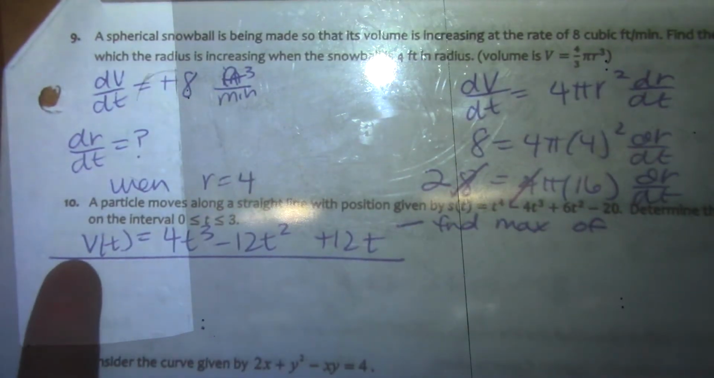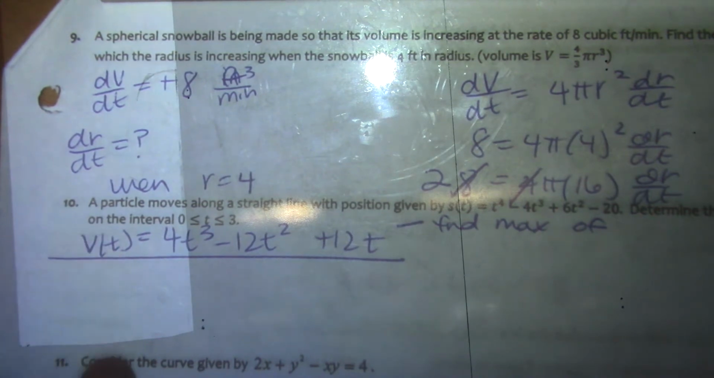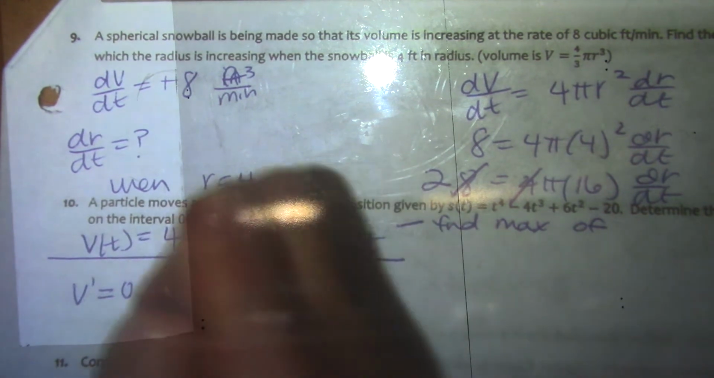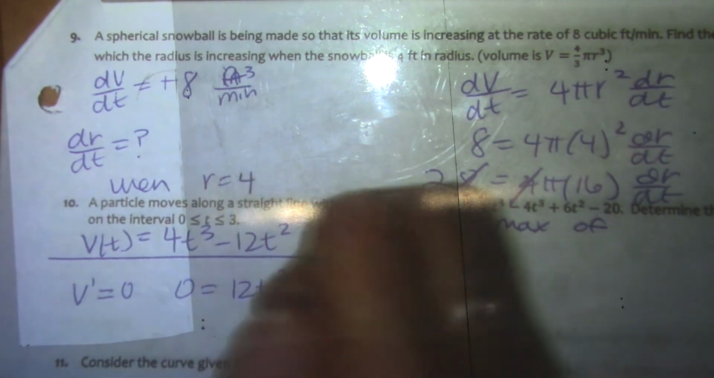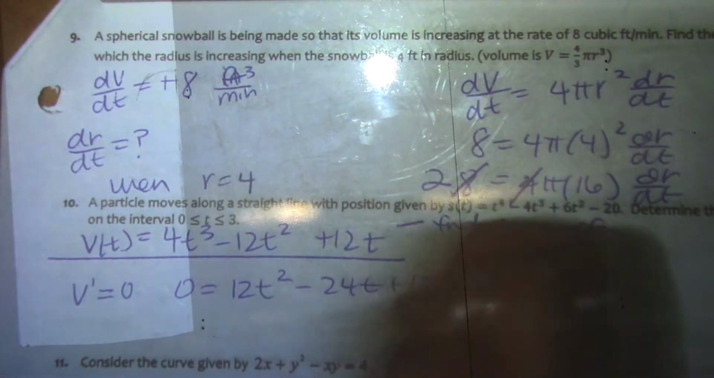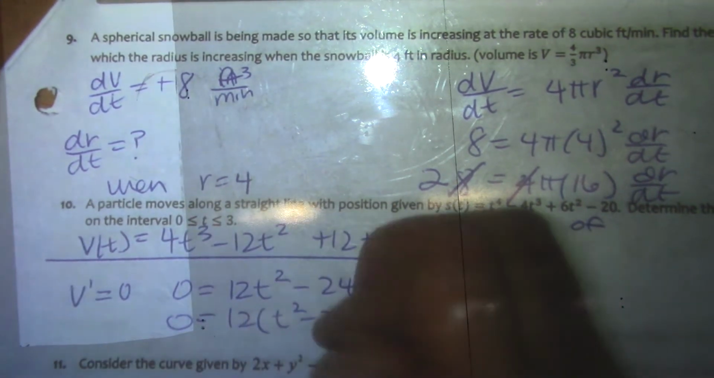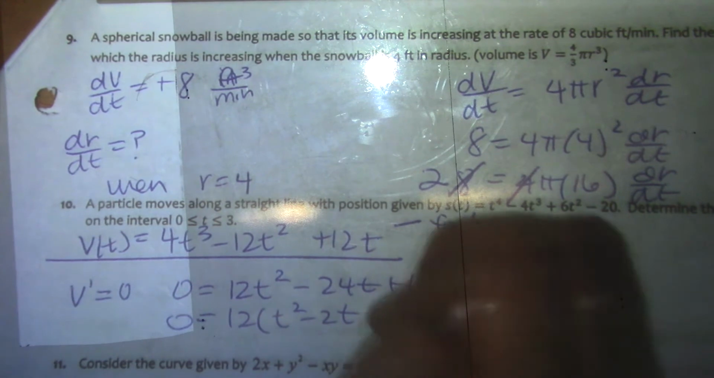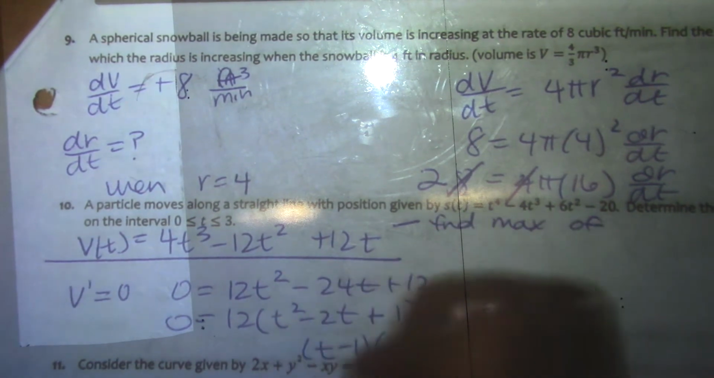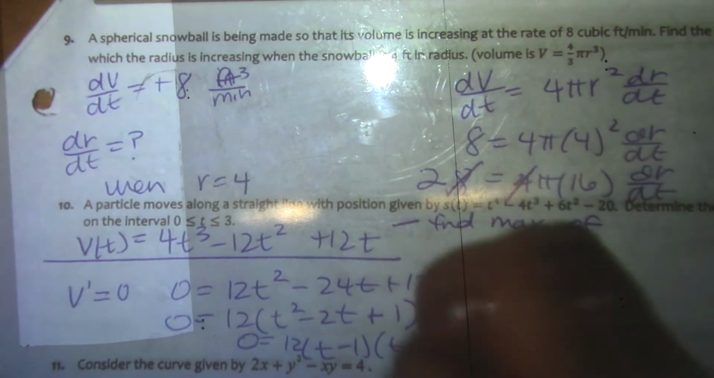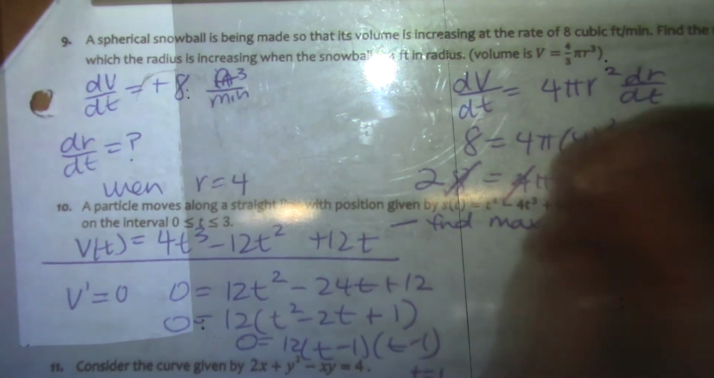If you were to find the maximum of f, first thing you would do is find the critical numbers of f. So find v prime, set it equal to 0. So you've got 0 is 12t squared minus 24t plus 12. Factor out a 12, and you get t squared minus 2t plus 1. (t minus 1)(t minus 1). So then your only critical number is t equals 1.